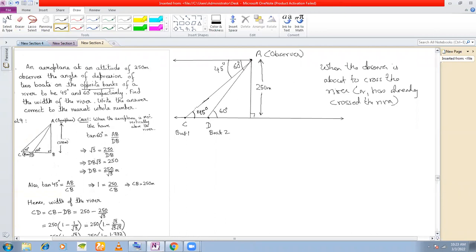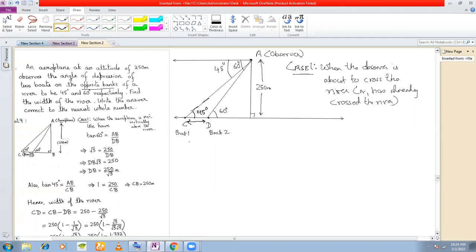This is how the figure will look when the observer in the plane is about to cross the river or has already crossed the river. Now the question is, what is the width of this river, right? Now, once you have drawn the figure, everything should be clear. We have done this kind of problem. In heights and distances, mainly if the figure is not given, understanding the problem and drawing the right figure is a big challenge. Okay, so let's see how to find out in this case.